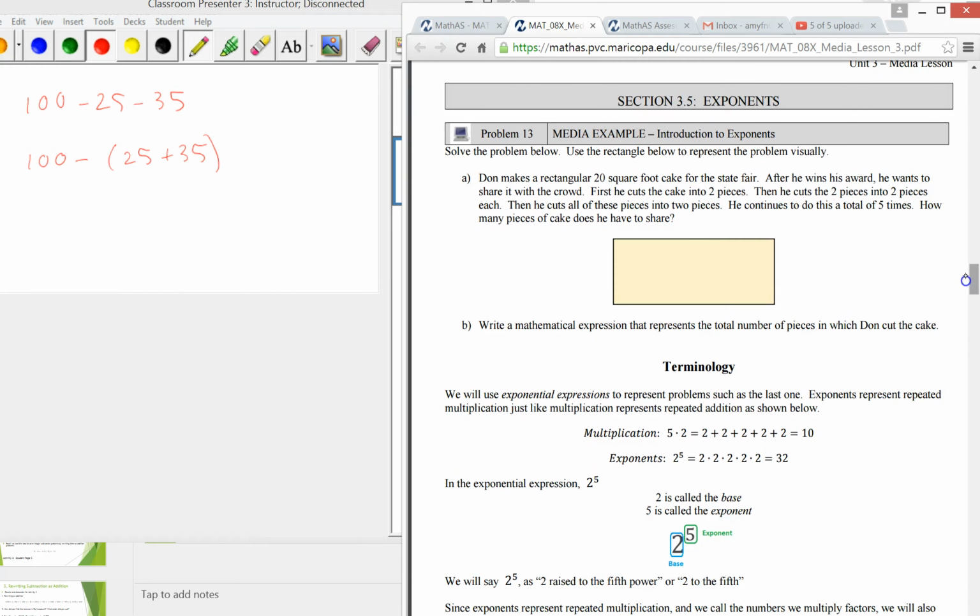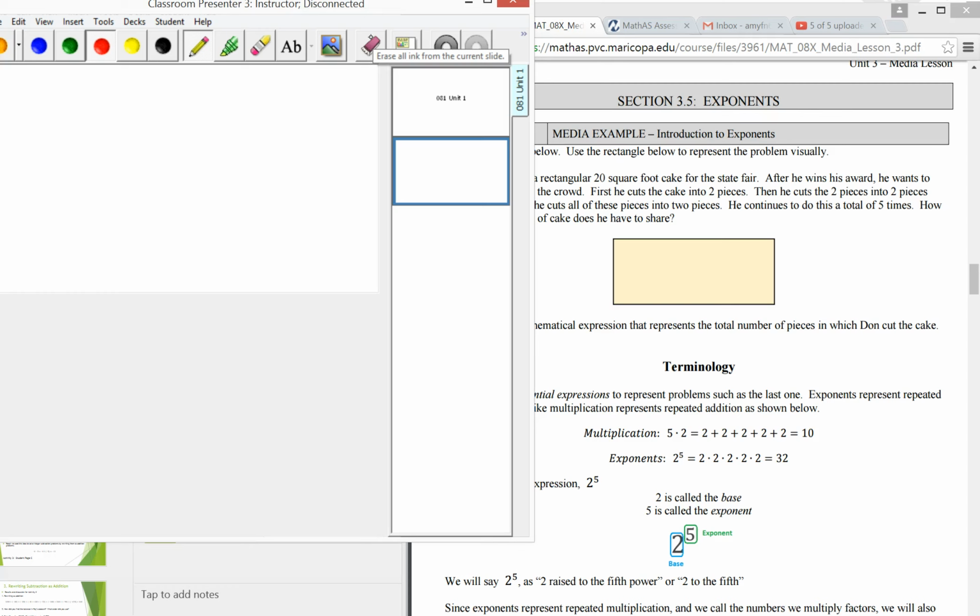So now we have all the operations. We have parentheses, and here we introduce exponents in 3.5. This is a good activity to have them do. This is in the media lesson packet, but all you really need is they can just draw a rectangle.